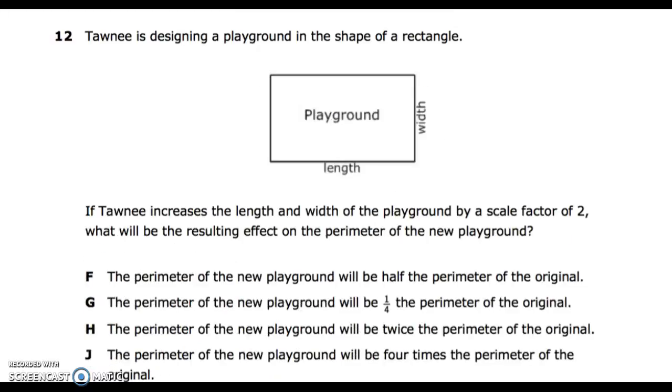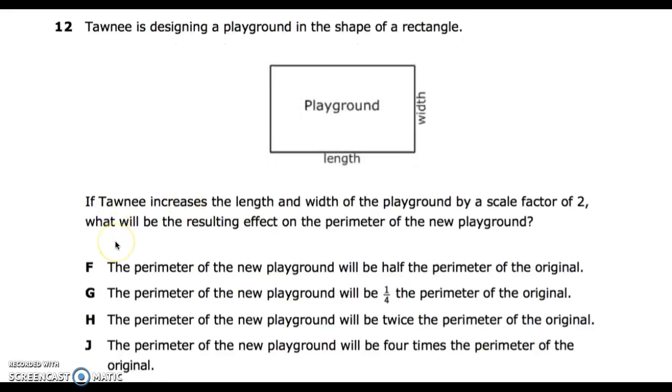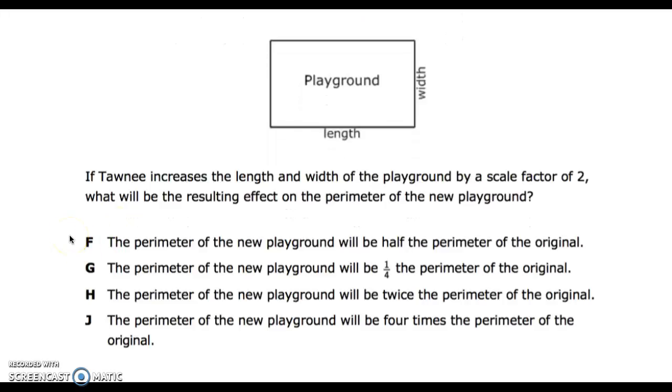Number 12, Tawny designed a playground in the shape of a rectangle. You have the playground length and width. If Tawny increases the length and width of the playground by a scale factor of 2, what will be the resulting effect on the perimeter of the new playground? F, the perimeter of the new playground will be half the perimeter of the original. G, the perimeter of the new playground will be 1/4 of the perimeter of the original. H, the perimeter of the new playground will be twice the perimeter of the original. And J, the perimeter of the new playground will be 4 times the perimeter of the original.